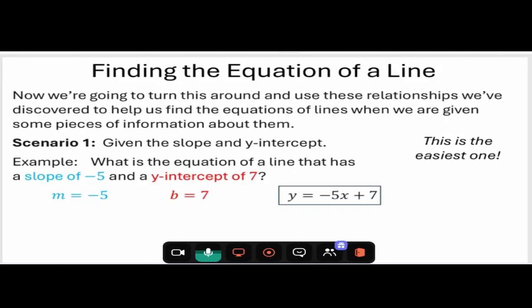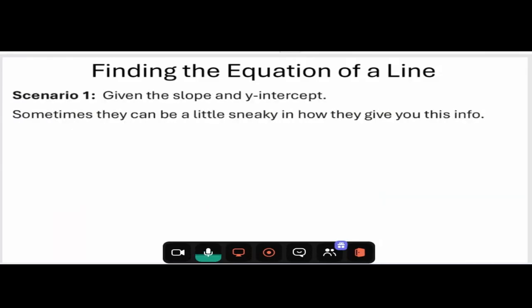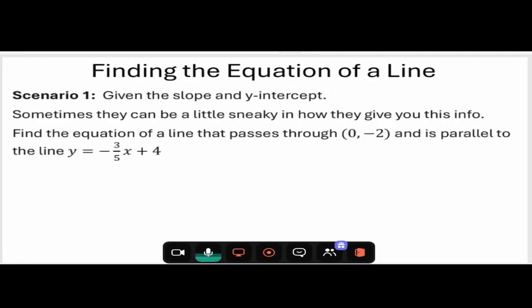We could have also drawn this line, with the y-intercept of 7 and a slope of -5, but they didn't ask us to. They asked us to simply find the equation. And since we know m and we know b, that's easy. Now, watch out, because sometimes they can give you the slope and the y-intercept, but they do it in a bit of a sneaky way. So take a look at this question. Read through that and think about that for a second.